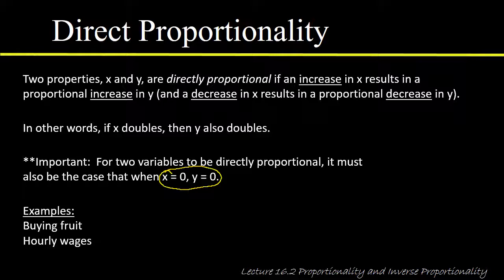Same thing is true for hourly wages, right? If someone is working and earning $15 an hour, if they work 1 hour, they get $15. If they work 2 hours, they get $30. If they work 4 hours, they get $60, and so on and so forth. The wages that they take home is directly proportional to the number of hours that they work.